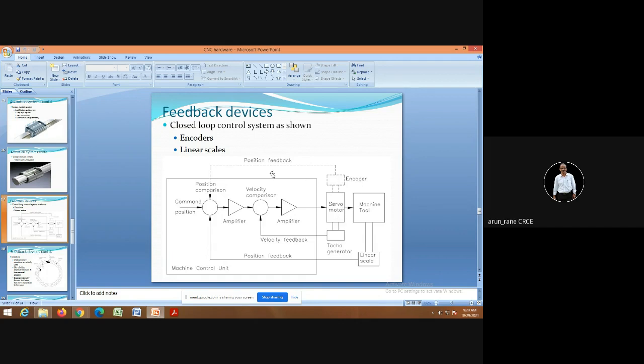The function of the encoder is to give the position feedback. Like suppose you have given a command of say 100 rpm, so the encoder will always give the position, that is what is the current position, 90, 91, 92, in terms of degree, in terms of angle. That is what is called the position feedback.